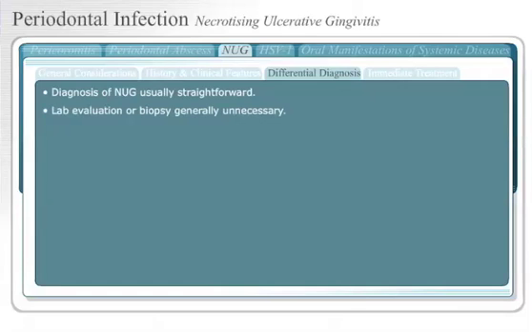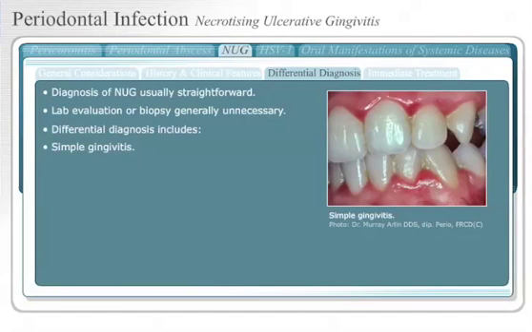Laboratory evaluation or biopsy is generally unnecessary. There are several conditions that can resemble necrotizing ulcerative gingivitis. These conditions should always be considered in a differential diagnosis, especially if the presentation is atypical or the condition does not respond quickly to initial therapy. The possibilities include simple gingivitis.